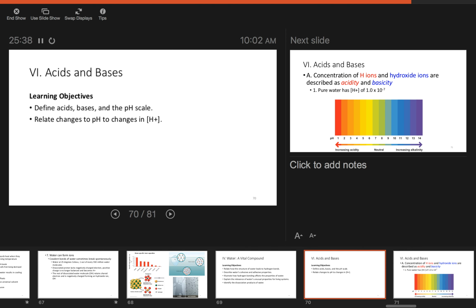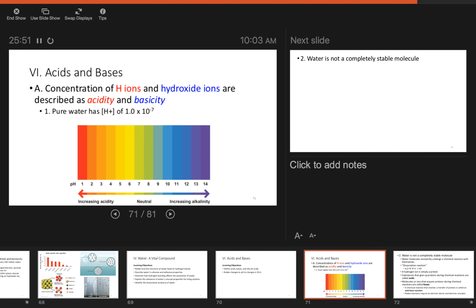Moving on to the final section, acids and bases. Define acids and bases as well as the pH scale, and then relate the pH changes in regards to concentration of hydrogen. So, concentration of H ions and hydroxide ions are described as acidity and basicity. I said that wrong, but you know what I mean because you can read.